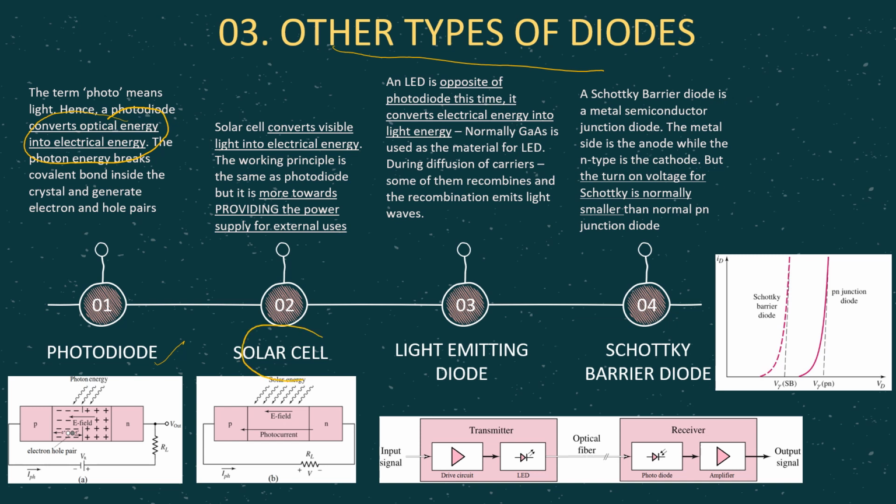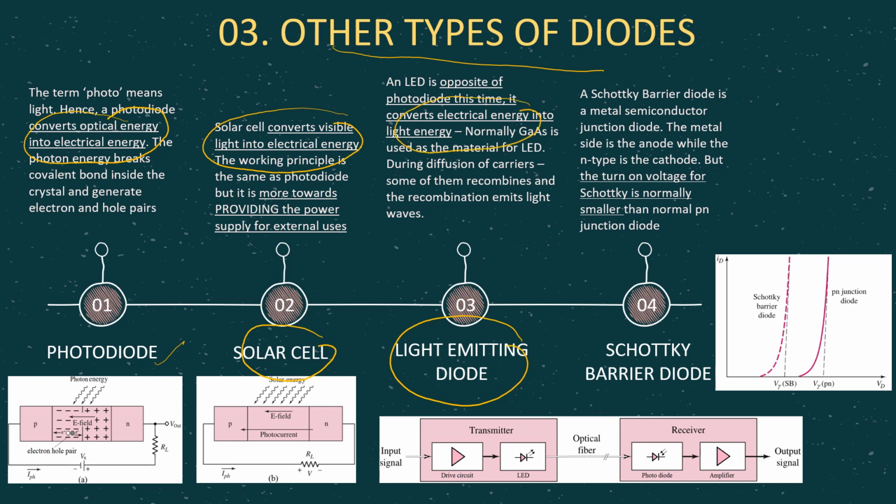Then we have the second type, which is the solar cell. The concept is just the same like the photodiode. Okay, but this solar cell is actually used more for supplying power in electronic circuit. Okay, then the third type is light emitting diode, LED, and it's actually the opposite of the photodiode, where in LED it converts electrical energy to the light energy.